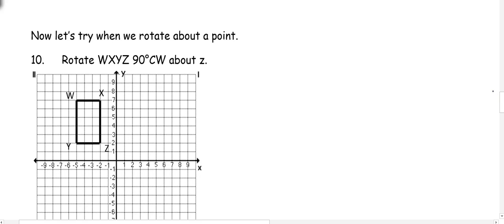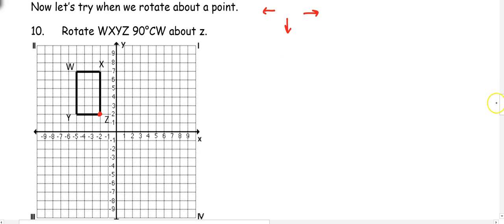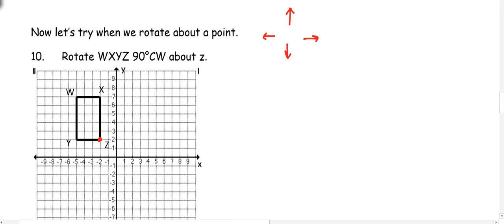Now we're going to change and we're going to rotate about a point. So when you rotate about a point, you have to think about directions. So remember that we have 4 directions: up, down, left, and right. So if it says rotate 90 degrees about point Z, Z is not going to move. Z is going to stay at the same point.